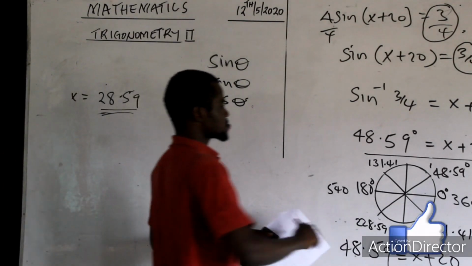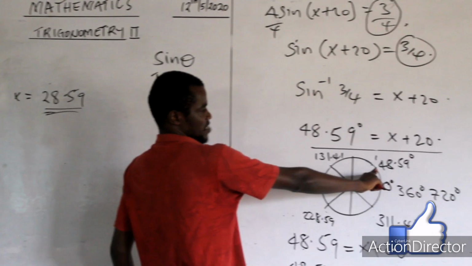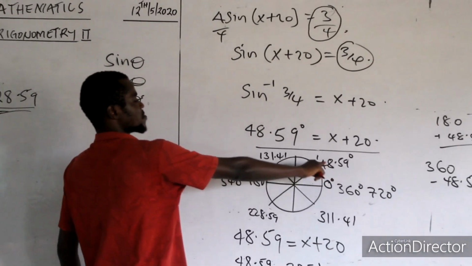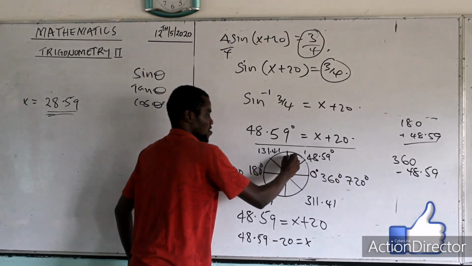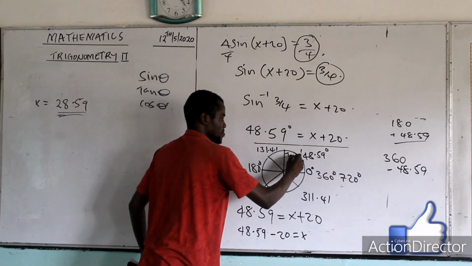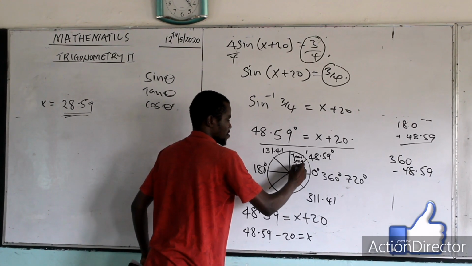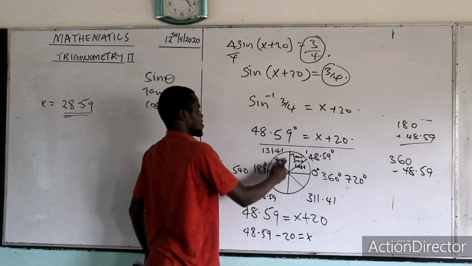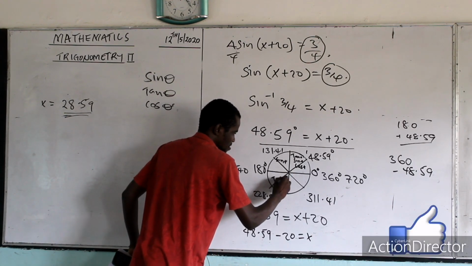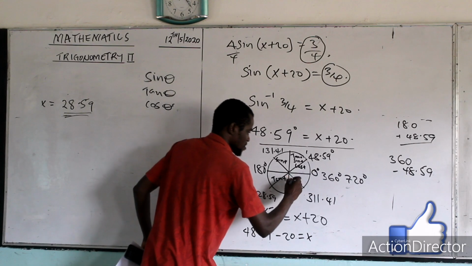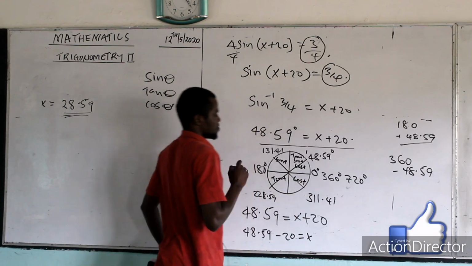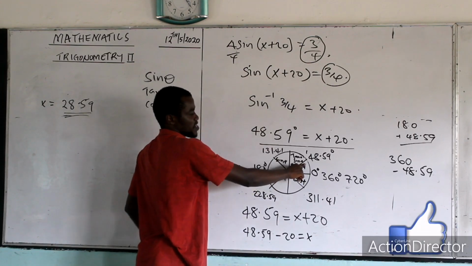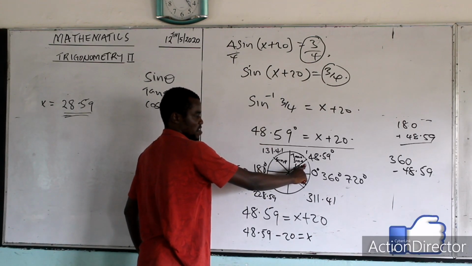We proceed. We have gotten the first value when the angle in the first quadrant is 48.59. And of course here, tan, sine and cos are positive. In the second quadrant, it is only sine that is positive. In the third, it is only tan that is positive. And in the fourth, it is only cos that is positive. Then remember, sine is positive. Therefore, we are through with the angle in the first quadrant.